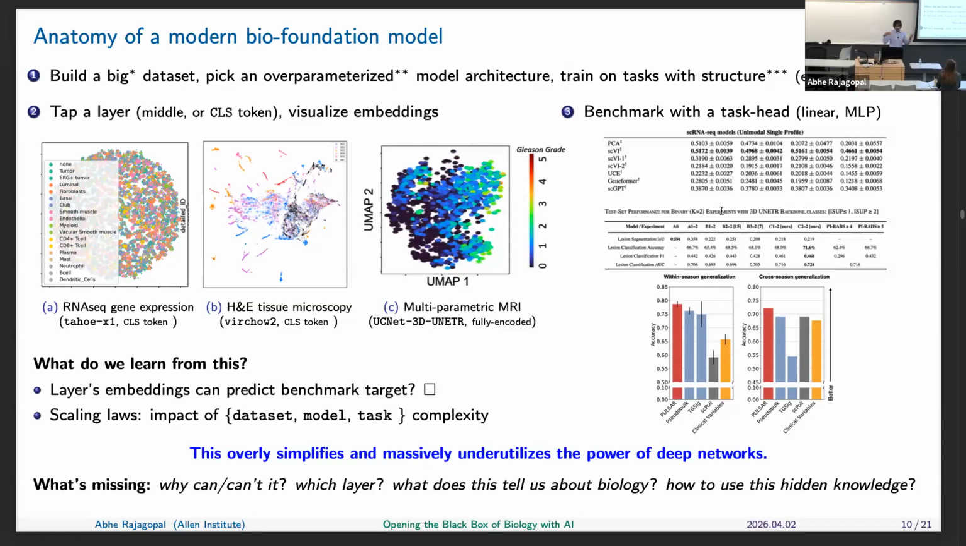As an example, if you couldn't predict the task or couldn't perform the benchmark, why not? Or which layer should I tap? And how do I use the knowledge that's supposedly hidden within the model to do something actionable in biology, like make a new therapy, let's say?